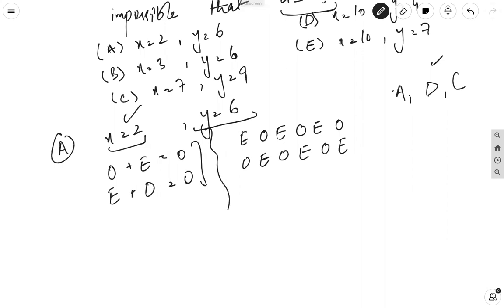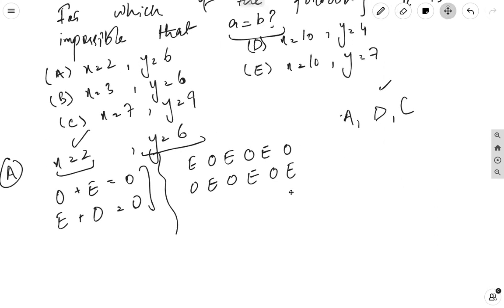Okay. So we have three evens and three odds, right? So even plus odd is odd, even plus odd is odd, and even plus odd is odd, right? So this one is odd plus odd plus odd. This becomes even, odd, and odd. The final answer is odd.